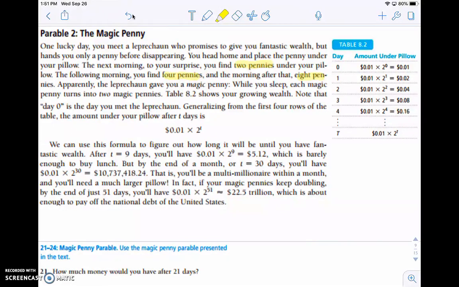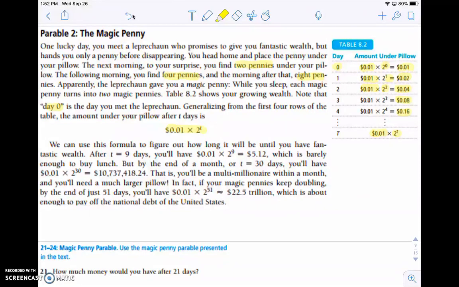So know that day 0 is the day you met the leprechaun. If we generalize this table over here, on day 0 you have 1 cent. Then you have 2 cents, then 4 cents, 8 cents, 16 cents, and so forth. So the general formula is you take the value of the penny, 0.01, times 2 raised to the t power, where t is the number of days later. So there's our general formula here.